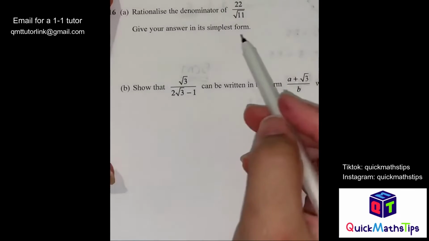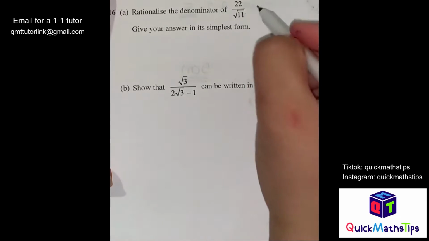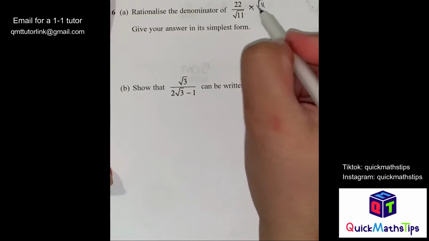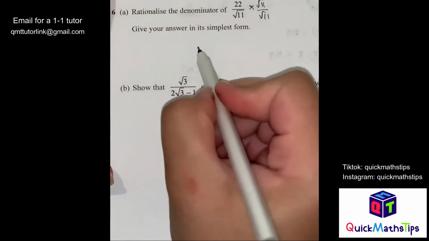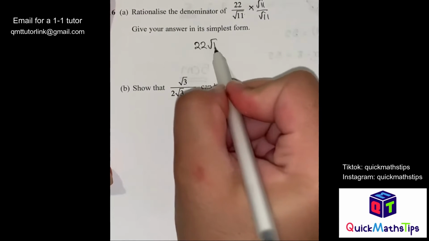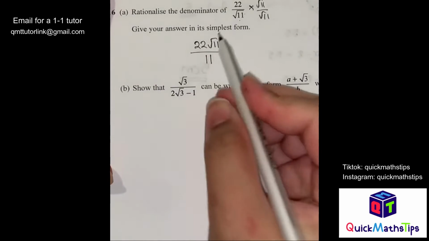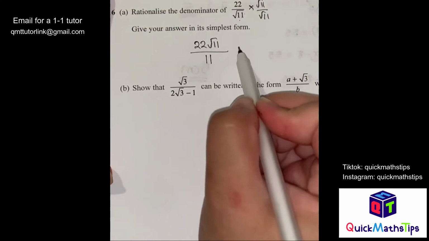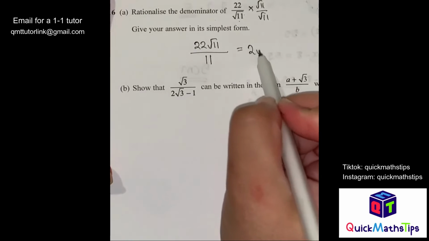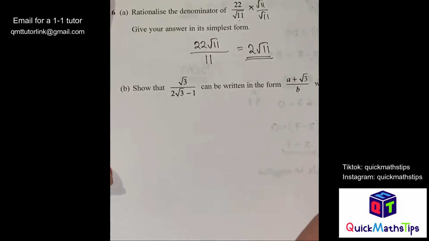Okay, so to rationalize this denominator, we need to multiply the top and the bottom of the fraction by root 11. So 22 multiplied by root 11 is going to be 22 root 11. And root 11 times root 11 is going to cancel out the root and just give you 11. You can simplify this because 22 divided by 11 is 2. So you are left with 2 root 11 as your final answer.